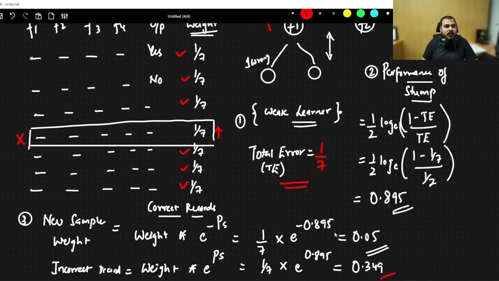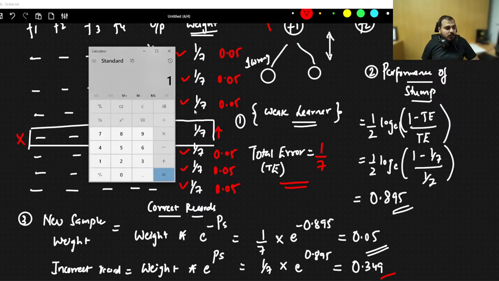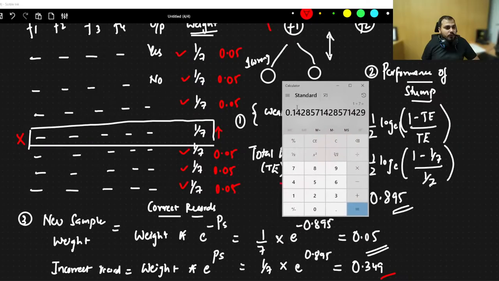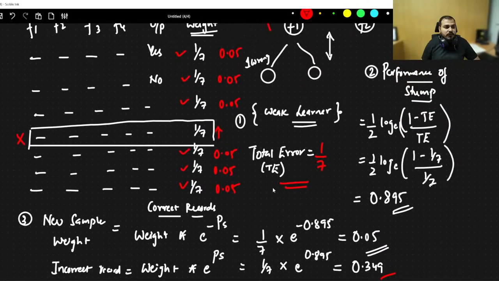That basically means all the records which are correct, which were 1 by 7, the new updated weights will be 0.05, 0.05, 0.05, 0.05, and so on. Not for the wrong record, though. Initially 1 by 7 was 0.142. Now it has been reduced to 0.05 because all these records are correct. But the wrong record value is 0.349. So my weight will now become 0.349 over here.